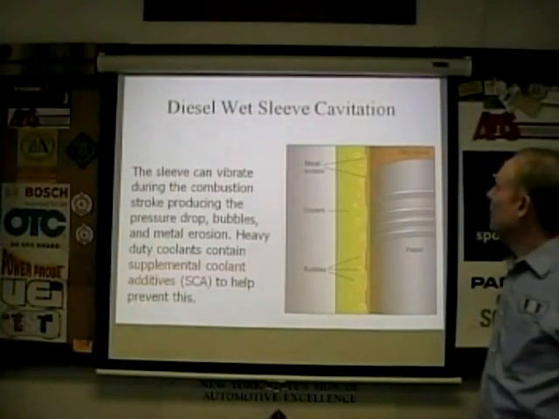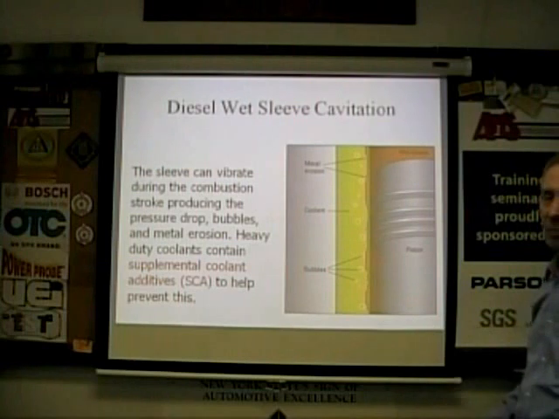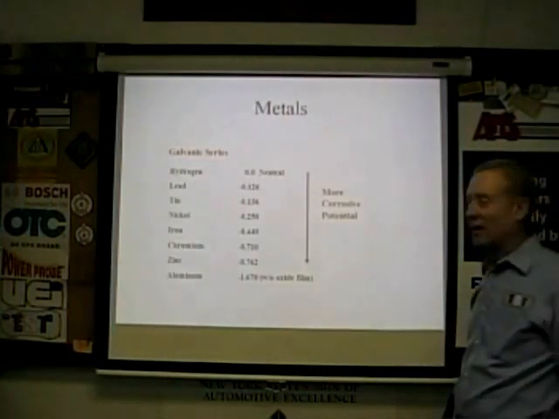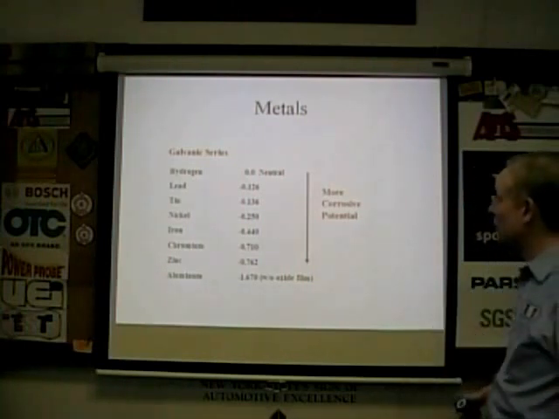Diesel wet sleeve cavitation, same thing. You're actually chewing up the motor. Very bad. You don't want to be the shop that did the work. And very expensive on a diesel. That's very expensive on anything, more so on a diesel.